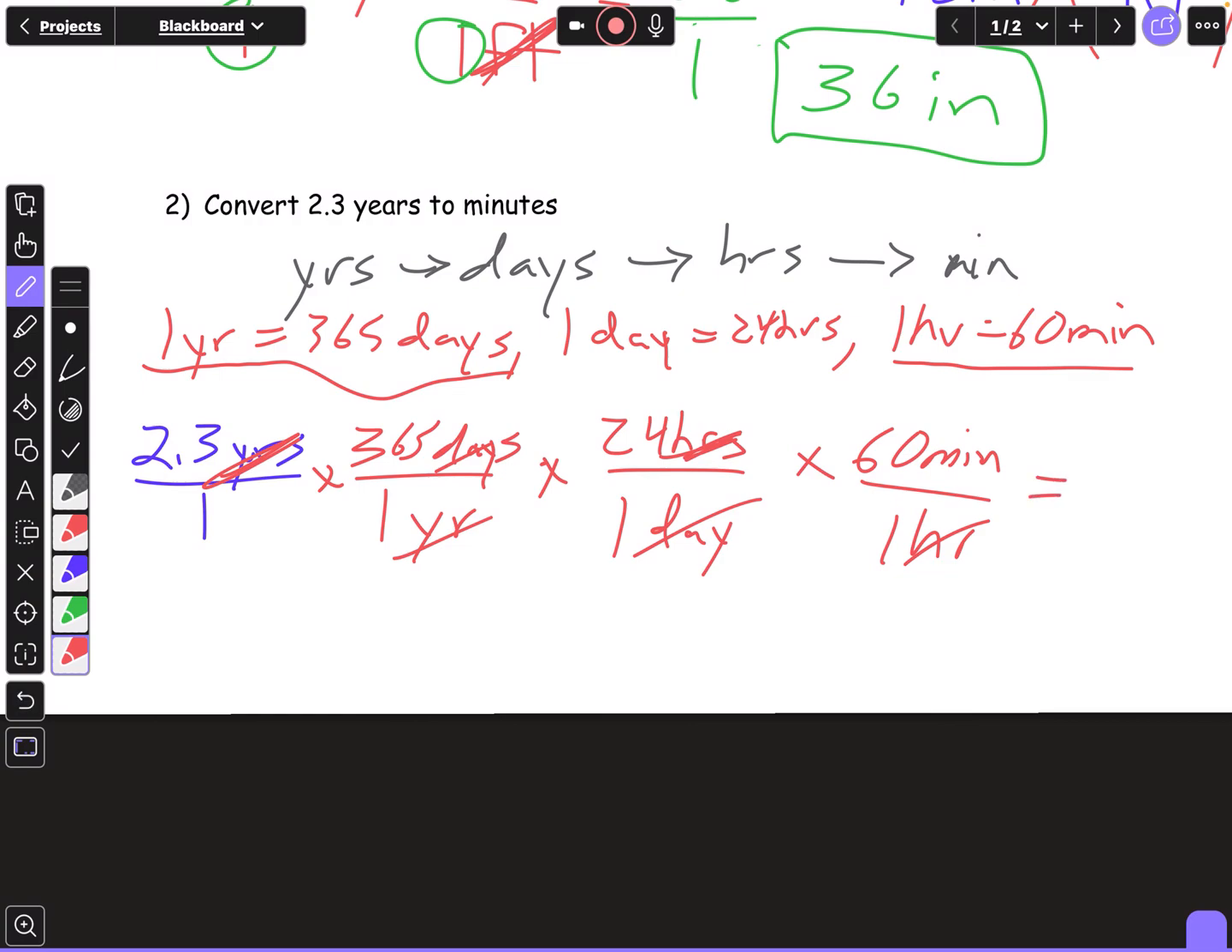So now what I want to do is multiply every number on top and then every number on bottom and then divide at the end.